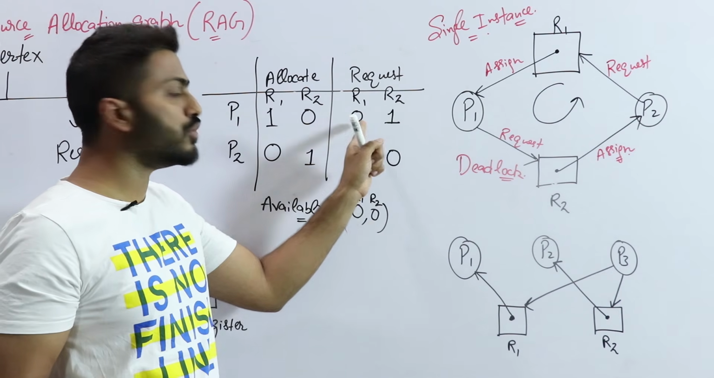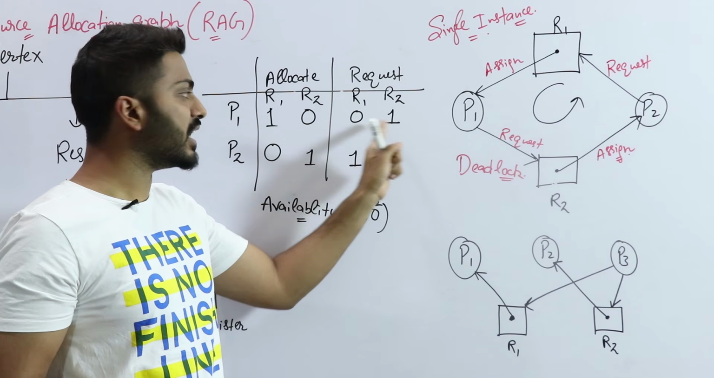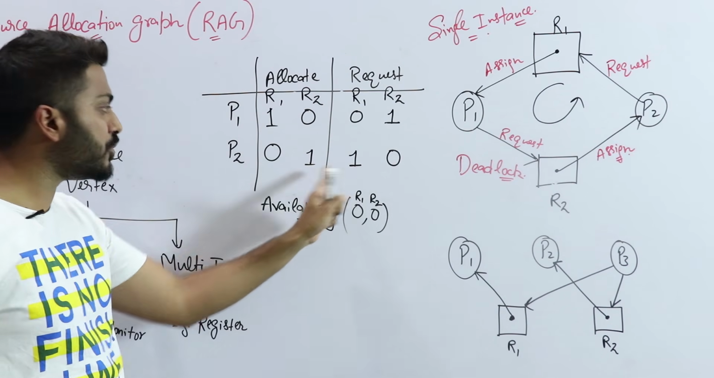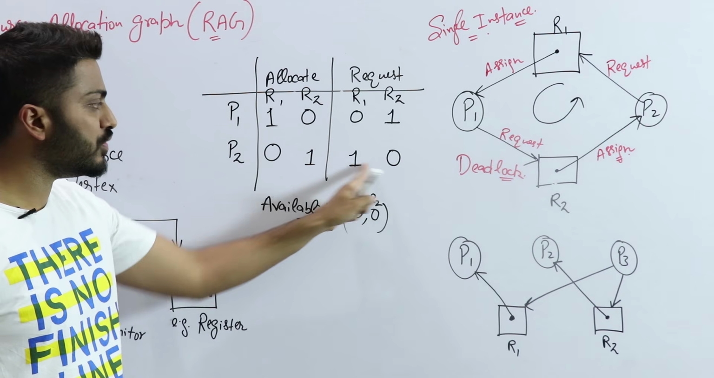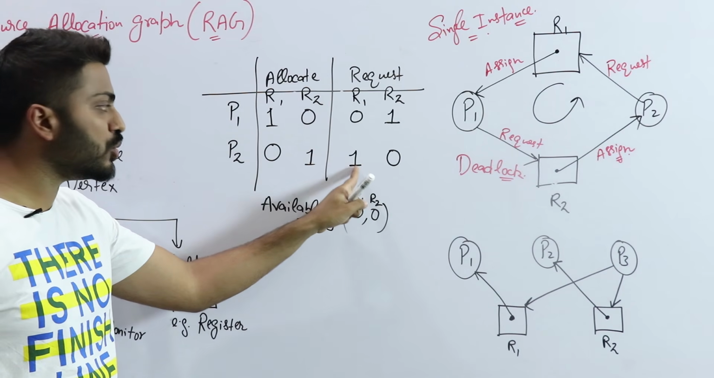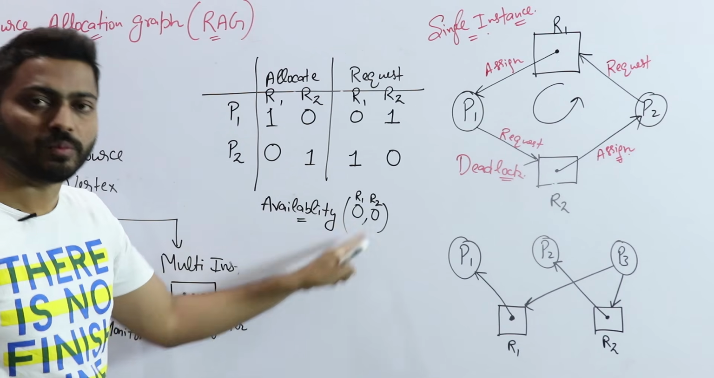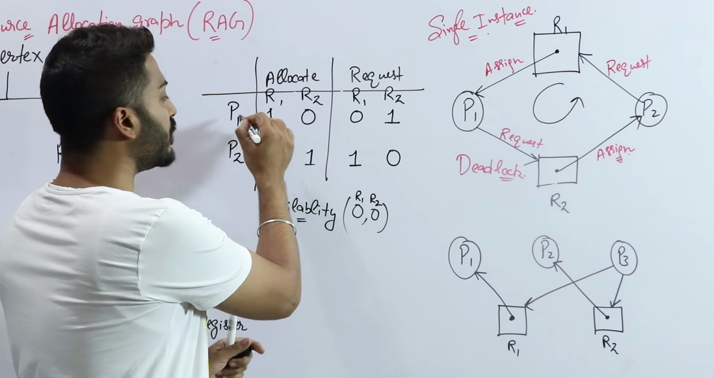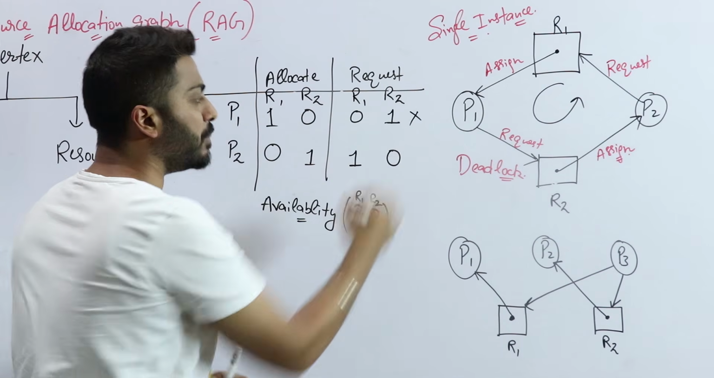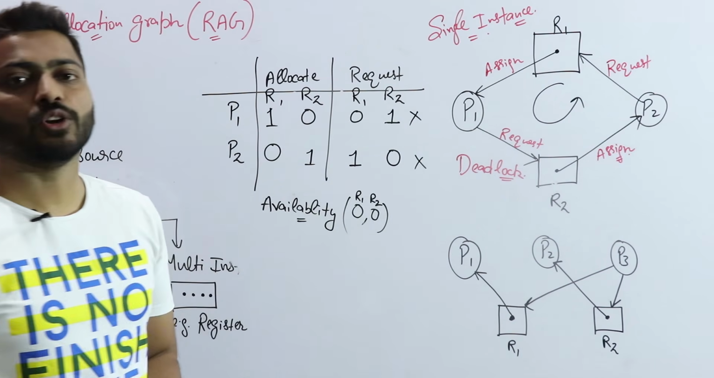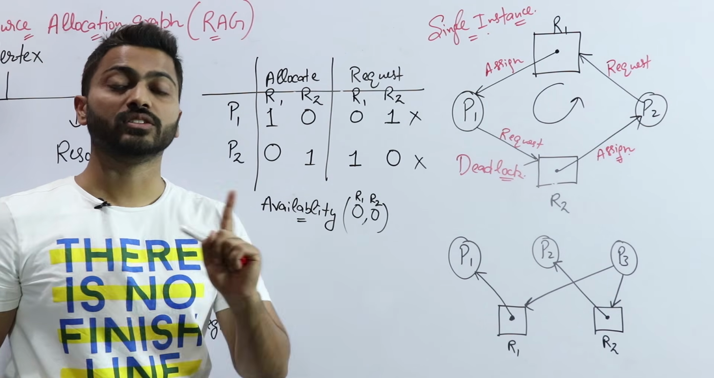Then how can I fulfill the request? I cannot fulfill the request of P1. Can I fulfill the request of P2? No. I cannot fulfill the request of P2 because P2 needs 1 resource of R1. Do I have it? No. So neither can I fulfill the request of P1 nor the request of P2, because my current availability is 0.